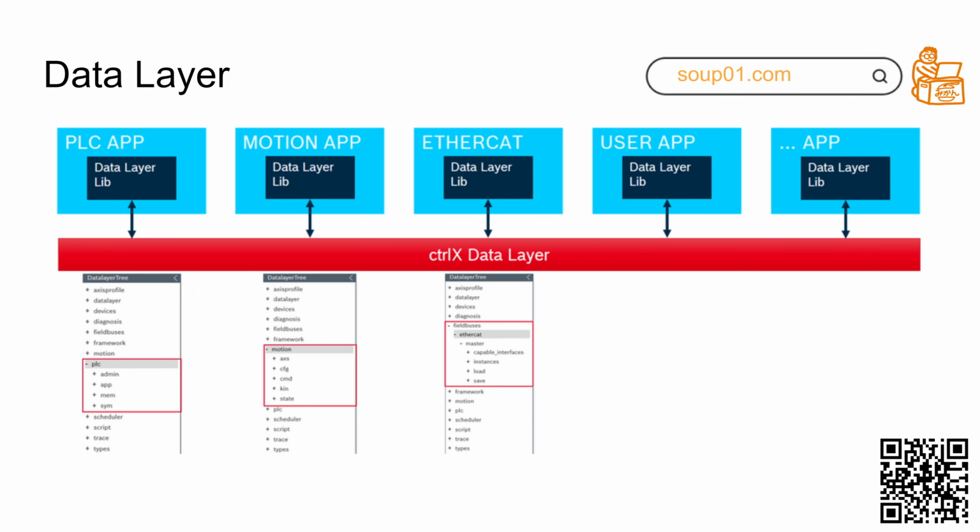So here is a more detailed illustration of the data layer. For example, you have your PLC app, you have a motion app, you have an EtherCAT app. Each app has its own data. All this data will be published to the data layer. Then your apps can access all this data with the data layer.